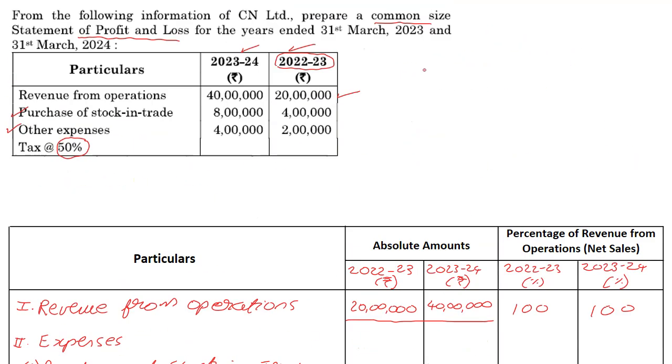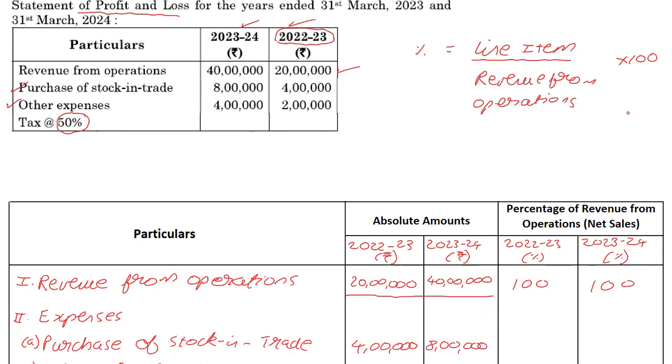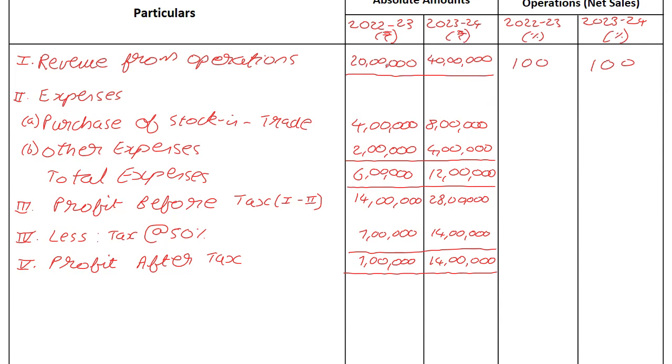The percentage in a common size is equal to the line item, whatever that is, whether it is an expense or purchase of stock in trade, profit before tax, profit after tax, upon revenue from operations, into 100. However you want to apply this formula, it's up to you. I'm more comfortable with the unitary method of cross multiplication, but if you want a formula, it's your choice. Anyway, 20 lakhs is 100, so 4 lakhs will be X. Cross multiplying, you're going to end up with 20%.